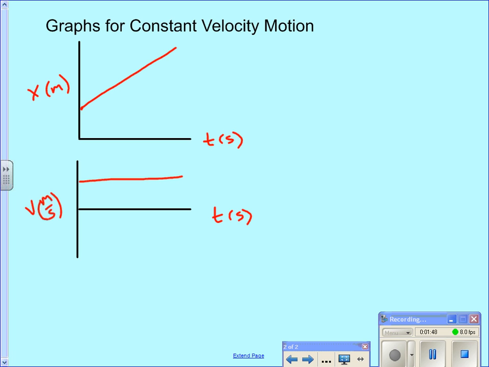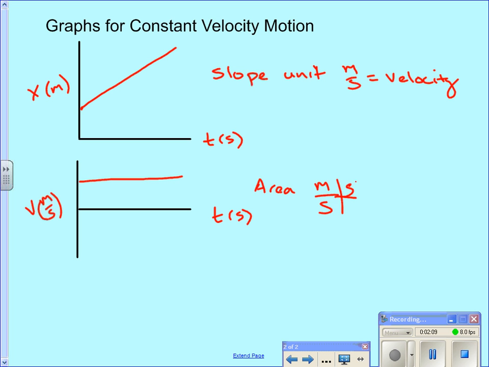To remind ourselves what we wrote for this, or what we remembered, the slope of this graph had units of meters per second. So what that meant is the slope was velocity. And the area of this graph had units, right? If I do the dimensional analysis, meters per second times seconds, had units of meters, which is our units for displacement.